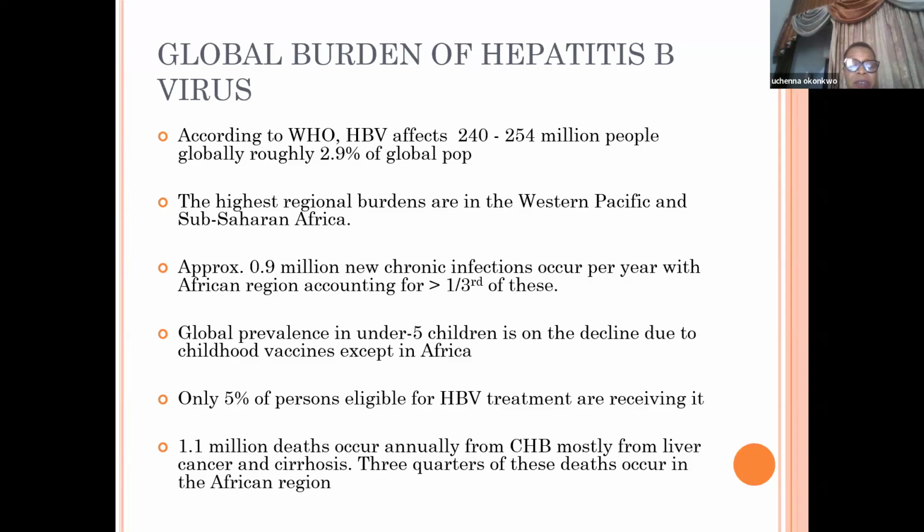Except in the African region, only 5% of persons eligible for hepatitis B virus treatment are receiving that treatment. You could see that's a major concern. 1.1 million deaths occur annually from chronic hepatitis B virus, mostly from chronic complications like liver cirrhosis and liver cancer, and 3/4 of those deaths occur in sub-Saharan Africa, the WHO African region.